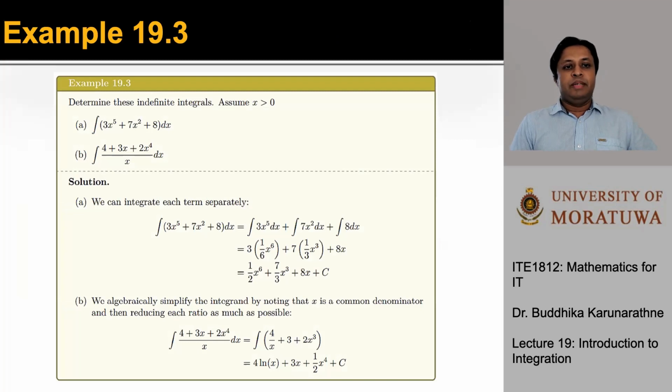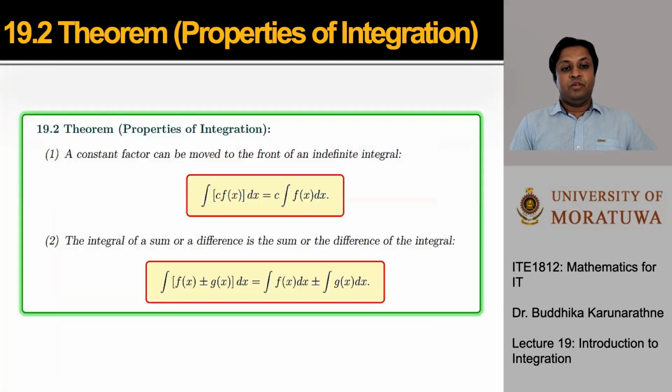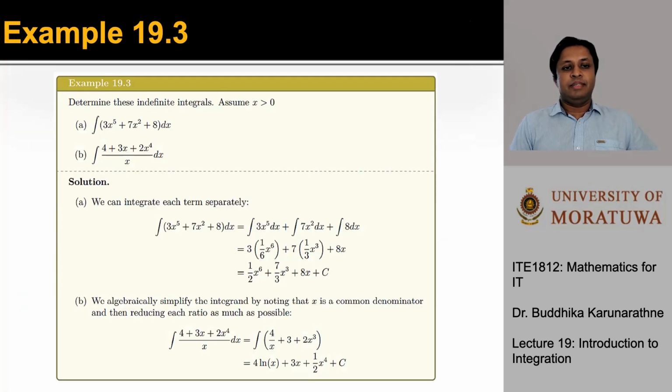We go through one more example here. We are required to determine these indefinite integrals, and we can assume that x is greater than 0. So the first one is the integral of 3 times x to the power 5, plus 7 times x to the power 2, plus 8, and we have to integrate that with respect to x. So when you have something like this, remember the rule for a sum or a difference. Here in this case, we have the sum of 3 different functions, 2 functions and a constant. So you can separate them out.